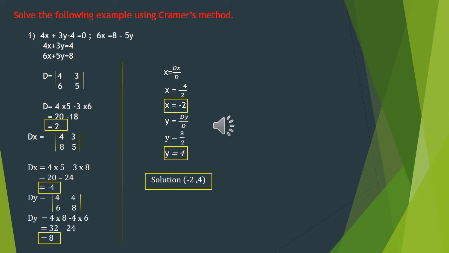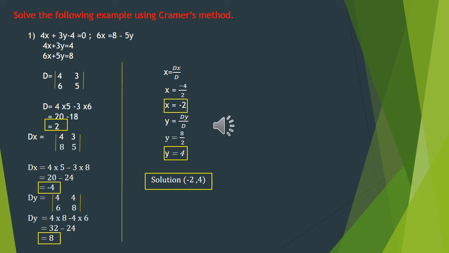Let us solve the following simultaneous equations by using Cramer's rule. The first equation is given as 4x plus 3y minus 4 equal to 0 and the second is 6x equal to 8 minus 5y. First we have to write these equations in standard form, for example ax plus by equal to c. So let us write the first equation as 4x plus 3y equal to 4, and the second equation becomes 6x plus 5y equal to 8.